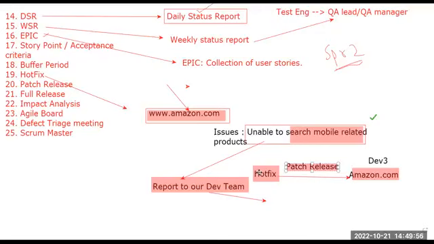Hotfix means whatever issues we have got in the real-time environment, in the real-time application. If we are fixing those issues, that we call a hotfix. And these fixes we want to deploy or release into amazon.com. So that release we are calling a patch release. Are you guys understanding?